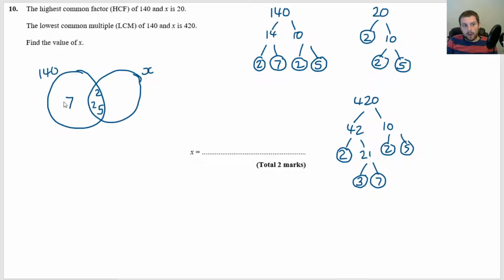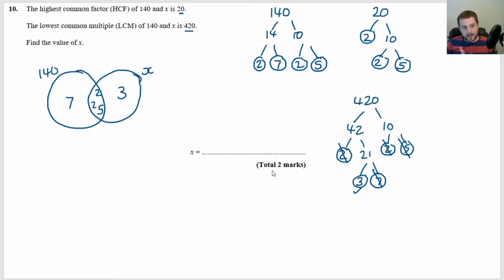And we want the total product, like all the numbers in the Venn diagram, to times together to make 420. Okay, so this 20 is the numbers in the middle, 2 times 2 times 5. The 420 is all of the numbers in the Venn diagram. So do you notice how we've already got 7, we've already got 2 and a 2, and we've already got 5, means we need to put a 3 here. Right, so that we've got this 3.